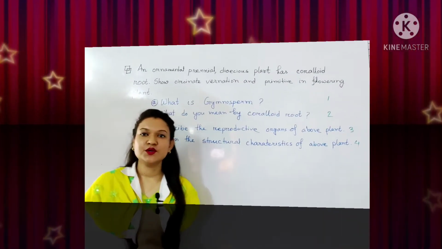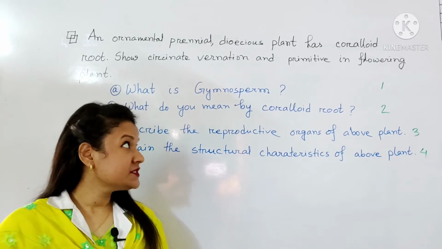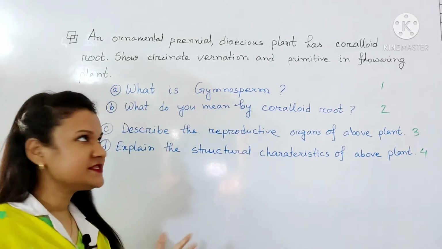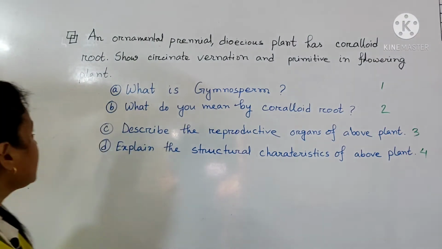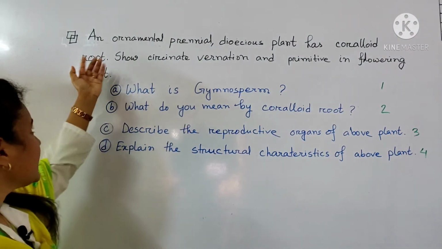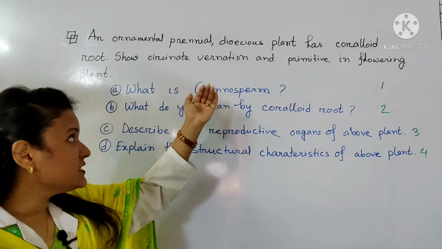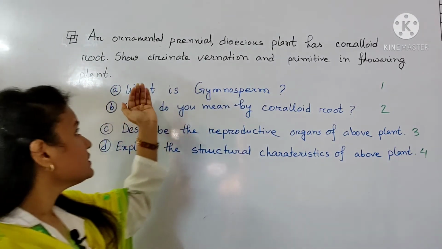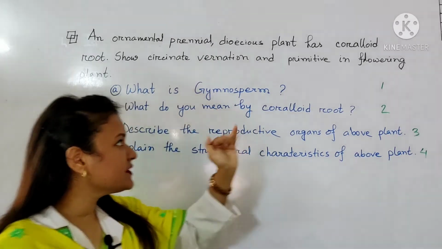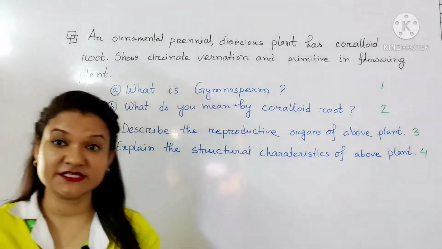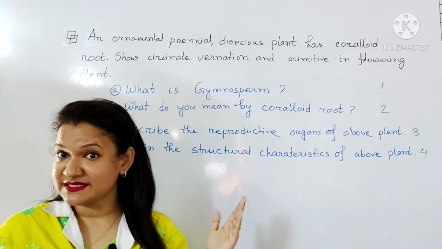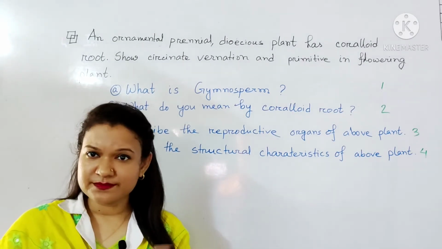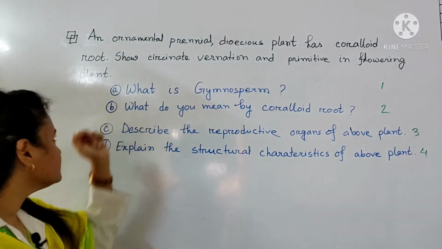So dear students, this is our second stem. Now I will go to the stem. What is written in the stem? Our stem is: an ornamental perennial dioecious plant, has coralloid root, shows circinate vernation and is primitive in flowering plants. Guess what kind of plant it is. Okay, I hope that until now you have guessed it, and I will tell the questions.